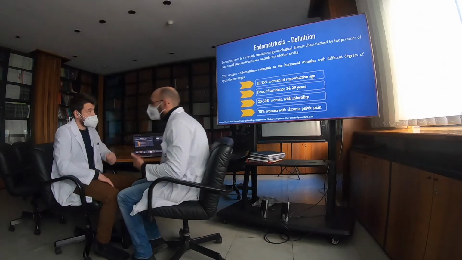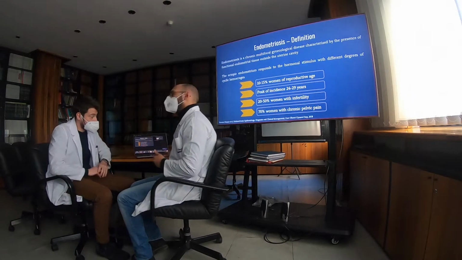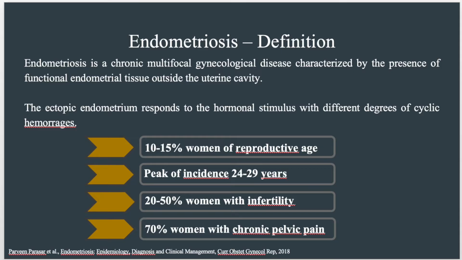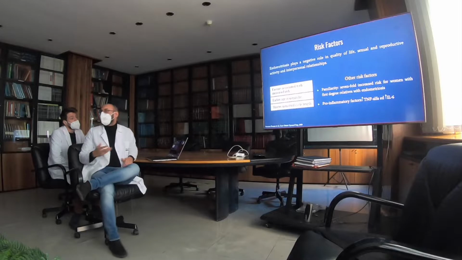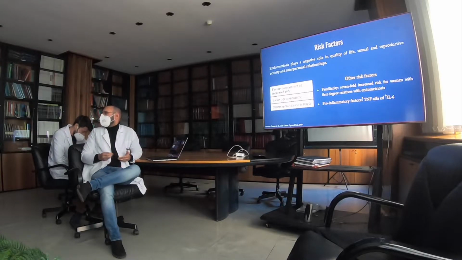We know it's an extremely common disease, although often underdiagnosed. Its prevalence goes up to 10 to 70% of women with chronic pelvic pain. We know there are many risk factors associated with endometriosis, especially an earlier age at menarche and a shorter cycle length. This must mean that the exposure of the women to the estrogenic stimulus is longer.